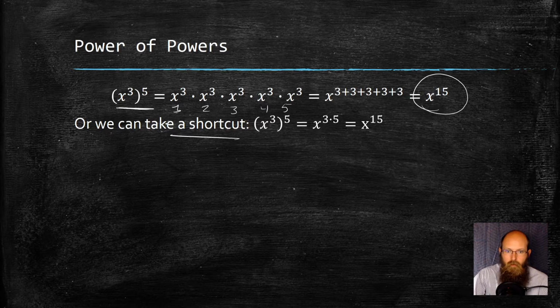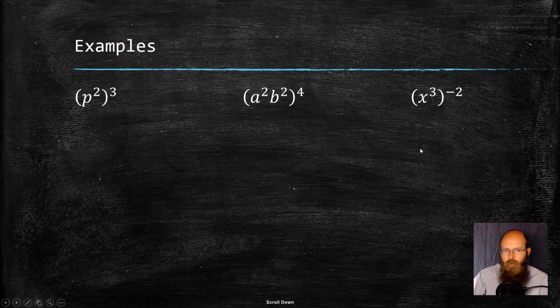So I could take this shortcut, which is power of powers. If I have x cubed, and I raise that to another exponent, so x cubed raised to the fifth, I can multiply those two exponents, and that just gets me shortcutted way to the 15. Let's check out some examples here.